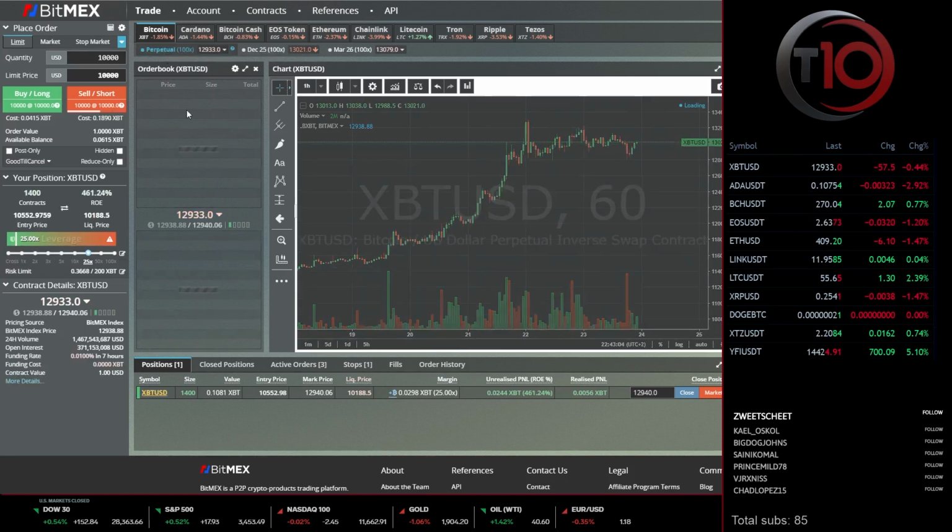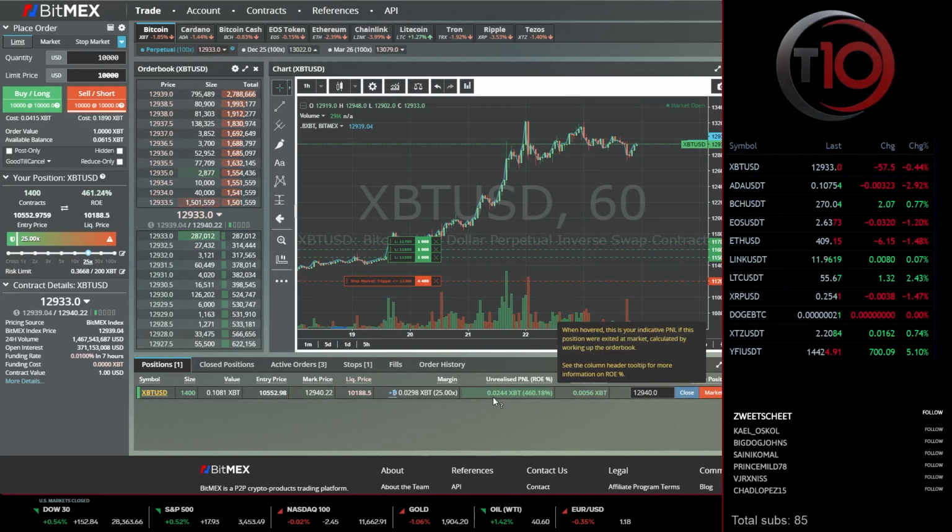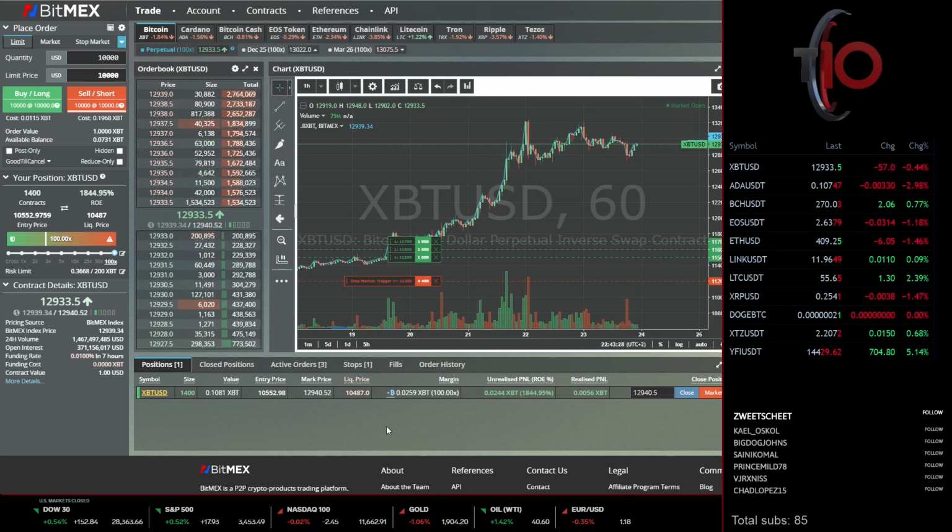And I can show that one. Taking this already open position, you see 460%, 0.0244 XBT in profit. If I set this to 100x, the ROE percentage is increased, but not the actual profits. So it will not impact the actual profits. Some people think that if you're doing 100x leverage, you're making 100x more in the trade, but it's not the way it's working. Only the position size will matter for the risk. And also remember, the position size is what's impacting how much you lose also.